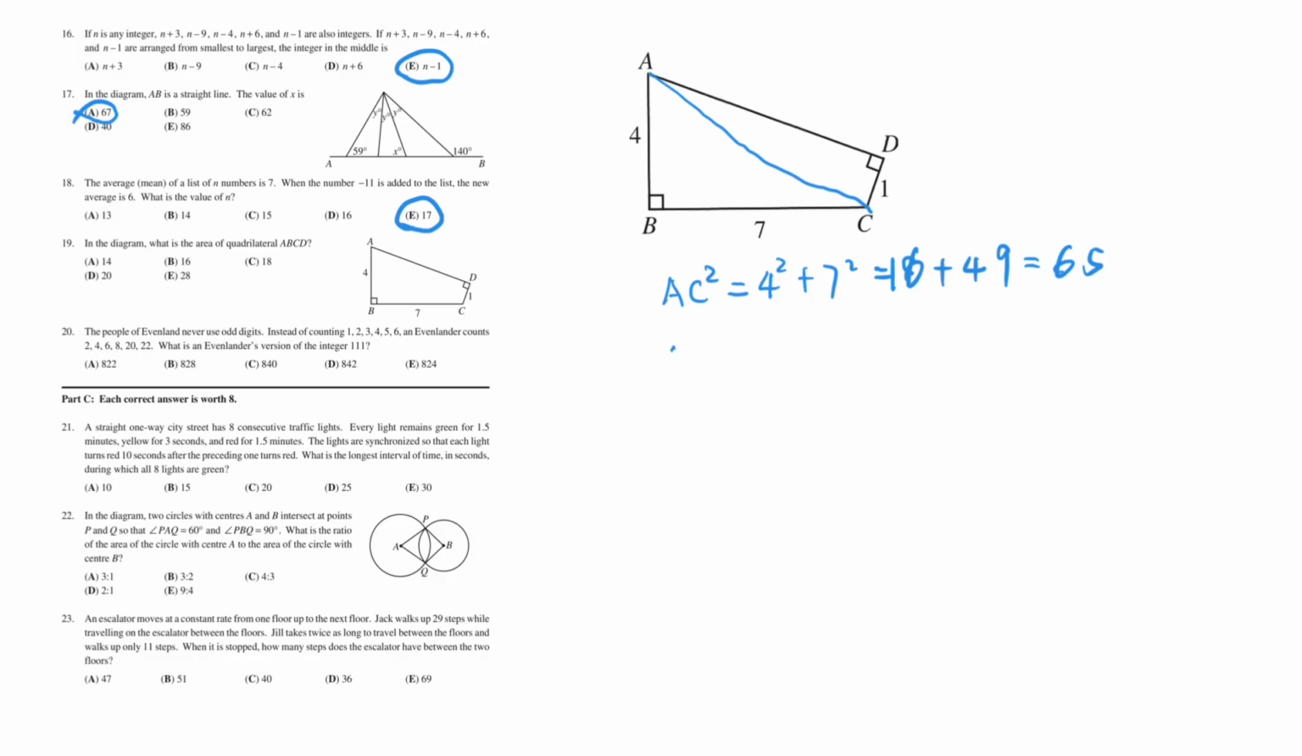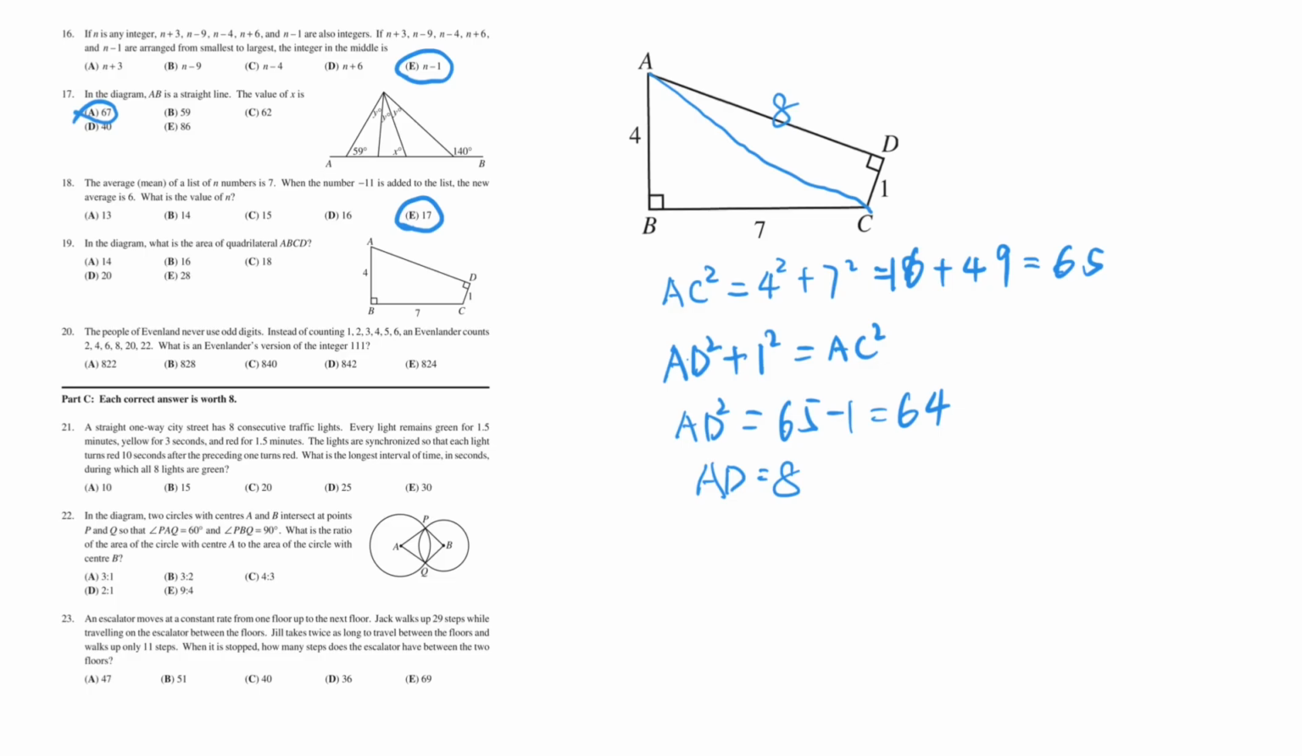AD squared, by the Pythagorean theorem: AD squared plus 1 squared equals AC squared. So AD squared equals 65 minus 1, that's 64. AD, that's 8. So AD is 8.